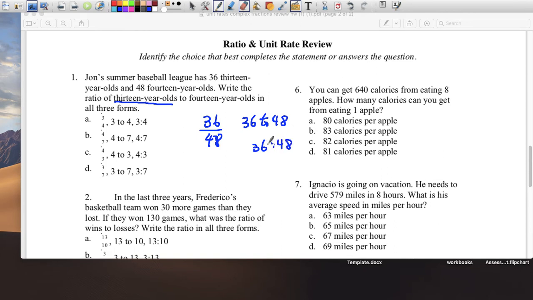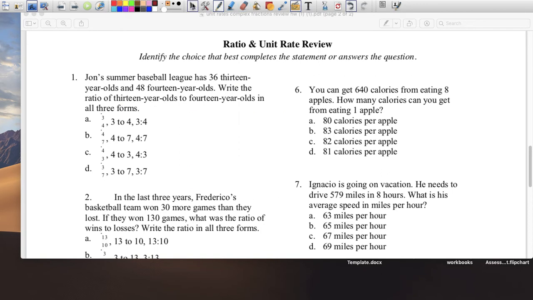But notice that none of these matches what I have here because it's in simplified form. So I'm going to take 36 over 48 and simplify that. We can divide this by 12. We get 3. And divide 48 by 12. We get 4. So instead of 36 over 48, I'm going to write 3 over 4, and 3 colon 4. And that's our answer.